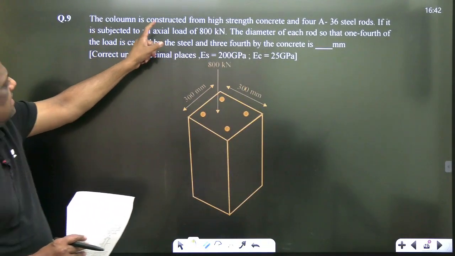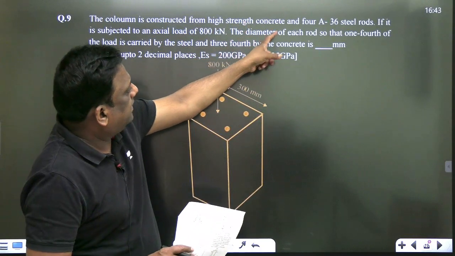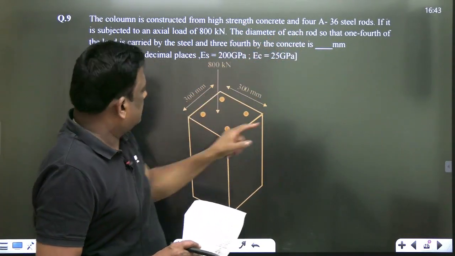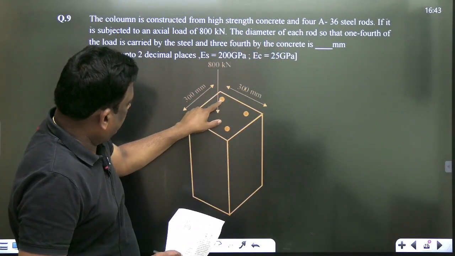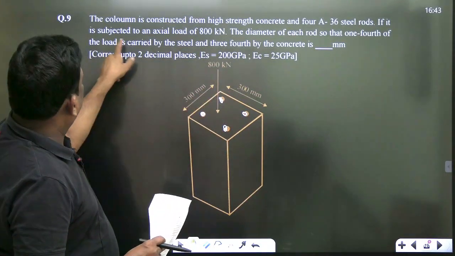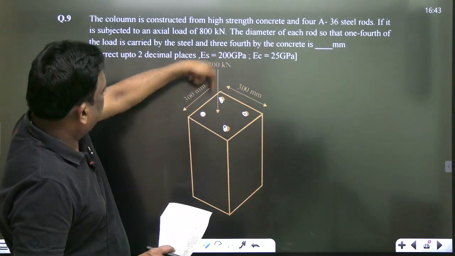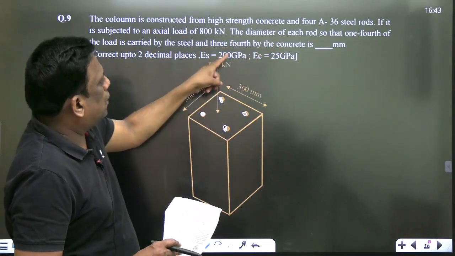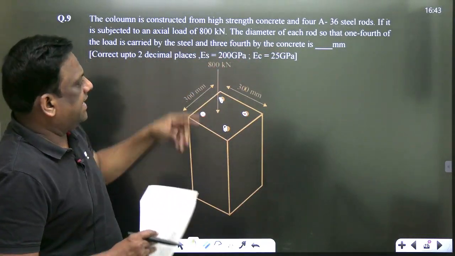The column is constructed from high strength concrete and 4 steel rods. These are the steel rods: one rod, 2 rods, 3 rods, 4th rod. If it is subjected to an axial load of 800 kilonewton, find the diameter of each rod so that 1/4 of the load is carried by steel.